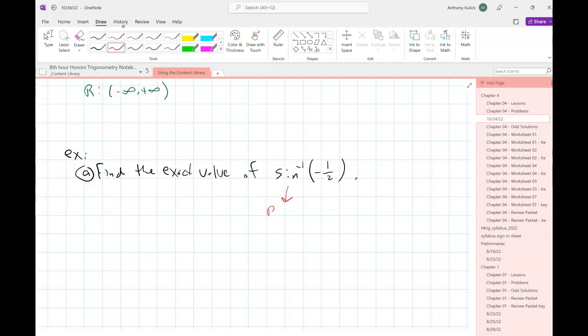What's the range for sine inverse? Negative pi over 2 to positive pi over 2. That's what we just wrote down a moment ago, and that's why it matters. What quadrants do angles between negative pi over 2 and positive pi over 2 lie in?